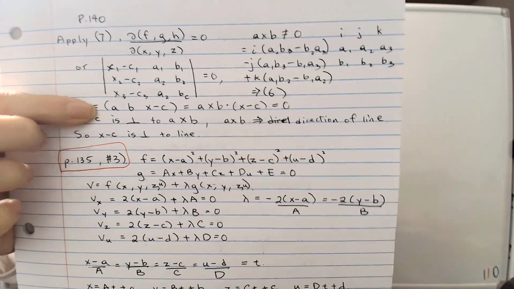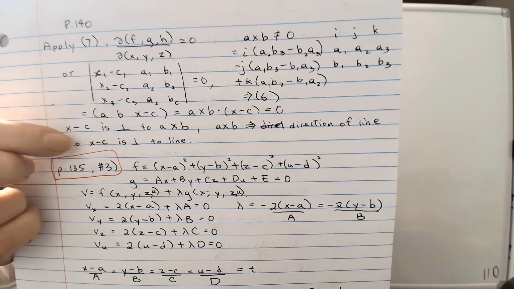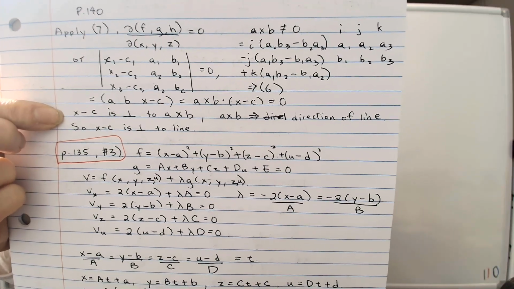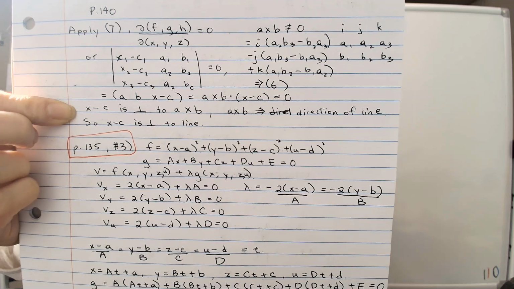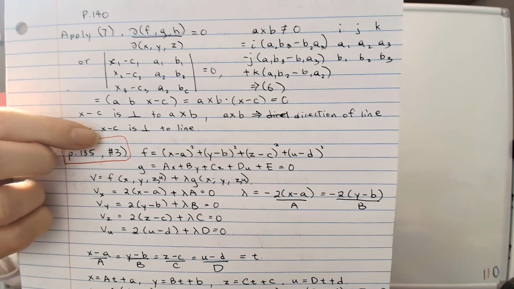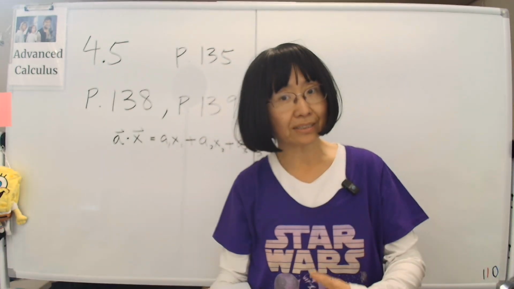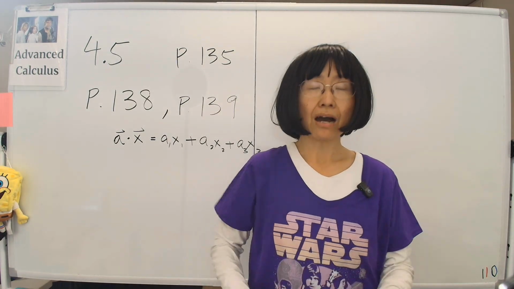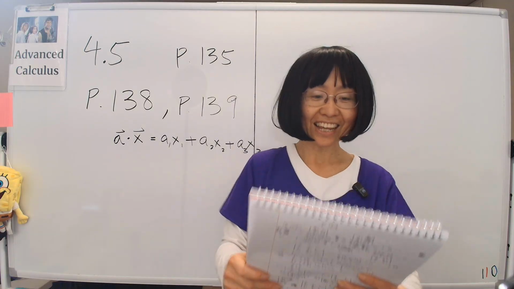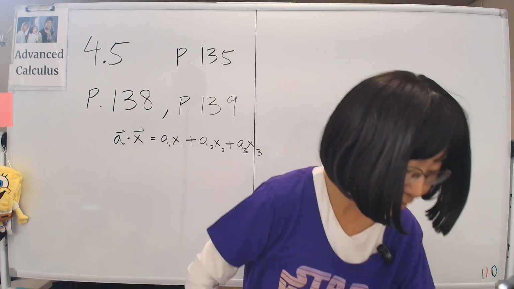I think that's on page 64. So that proves that A cross B is perpendicular to x minus c. Since A cross B is the direction of the line, x minus c is perpendicular to the line, and the perpendicular distance therefore is indeed the shortest distance. So that's that. We have come to the end of this section.